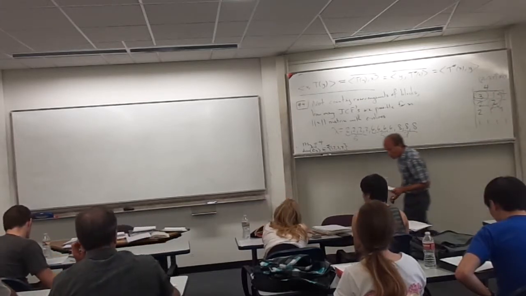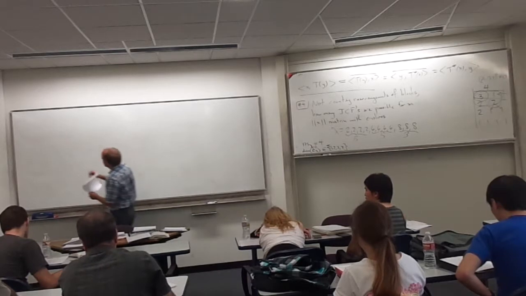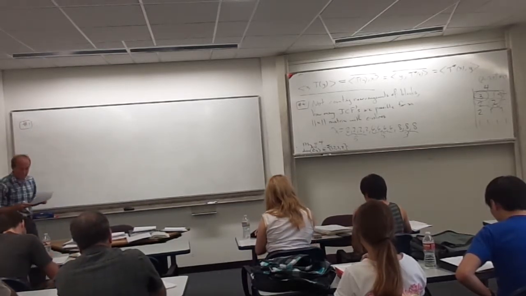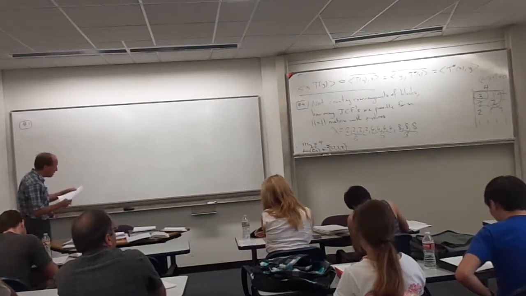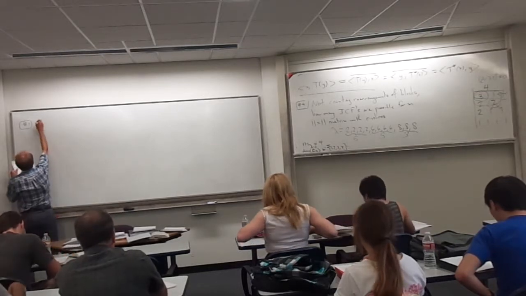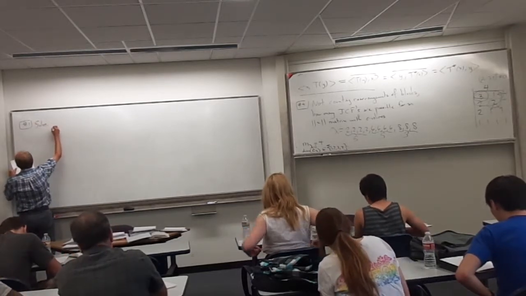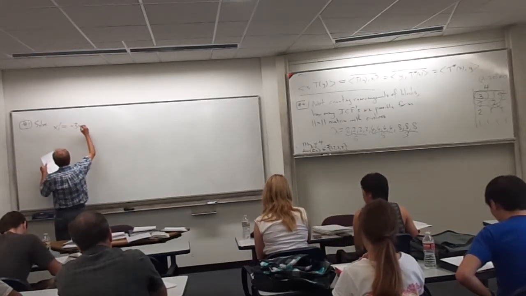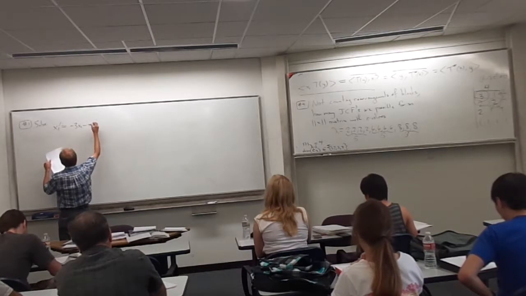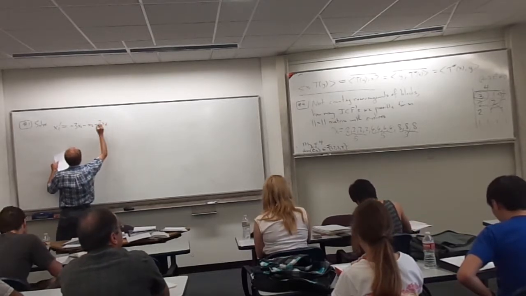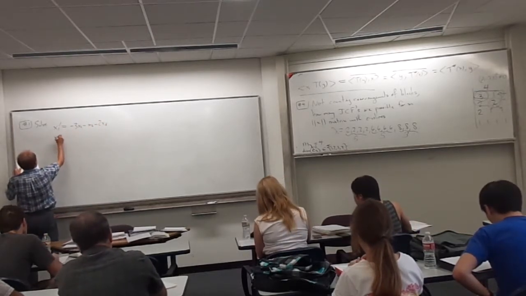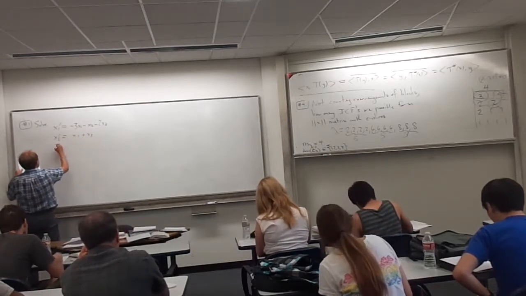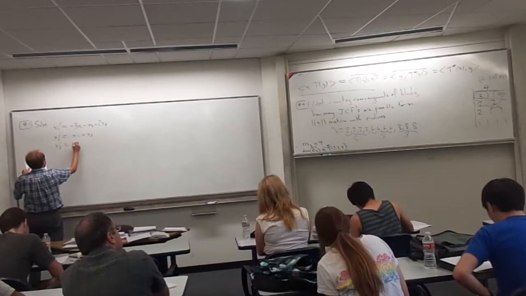Okay, let's try another example off of the review sheet here. This is actually the first one. Let's solve x1 prime equals negative 3x1 minus x2 minus 2x3, and x2 prime equals x1 plus x3, and x3 prime equals x1.